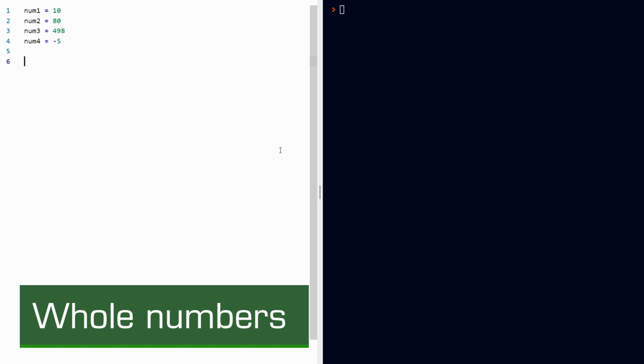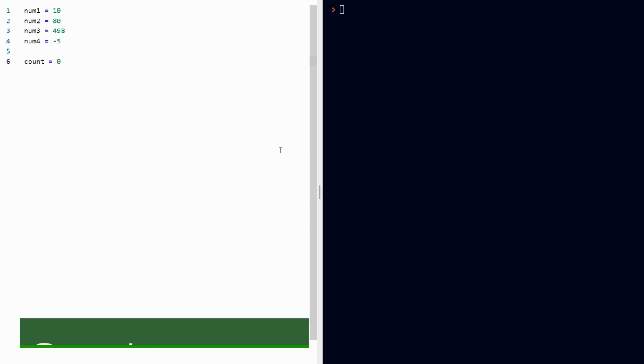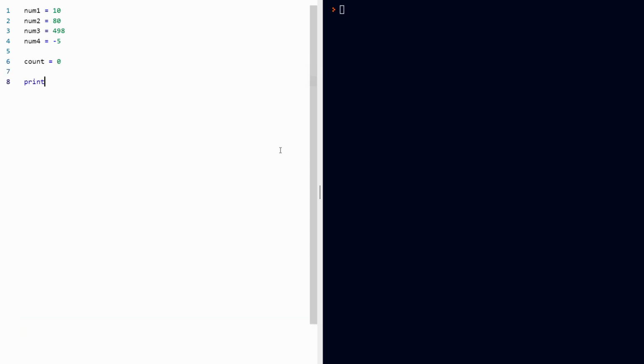Now, one of the things you can do with integers is counting. So let's say that I had a variable called count, and we'll start it at 0. And I'm going to go ahead and print the value of count. Let's run that just so we can see it working. It prints 0.